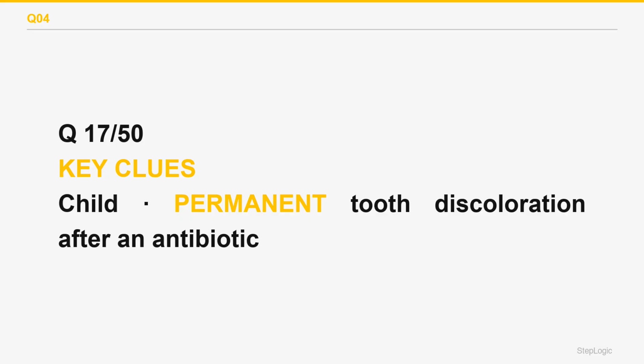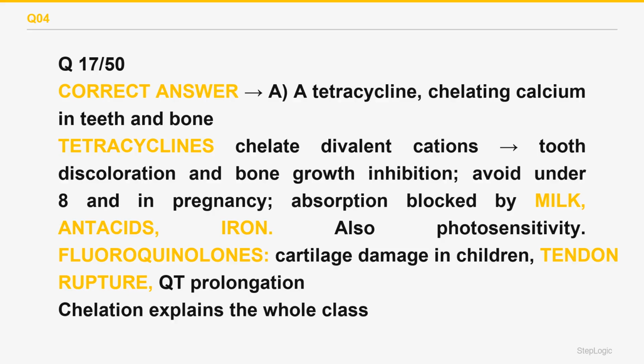Binding calcium in developing teeth and bone produces permanent discoloration and can inhibit bone growth, which is why they are avoided under age 8 and in pregnancy. The same chelation explains why absorption is markedly reduced by milk, antacids, and iron. They must be taken apart from these. Choices B, C, D, and E attribute the effect to classes with different toxicities. The correct answer is A.